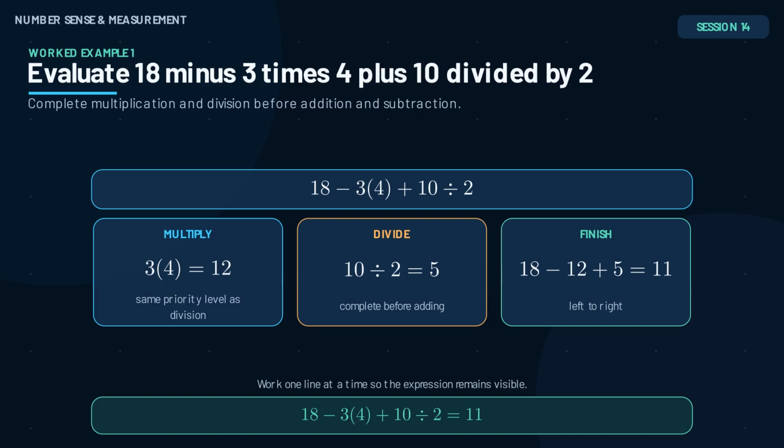Evaluate 18 minus 3 times 4 plus 10 divided by 2. Compute 3 times 4, which is 12, and 10 divided by 2, which is 5. The expression becomes 18 minus 12 plus 5. Process from left to right, 6 plus 5 equals 11.